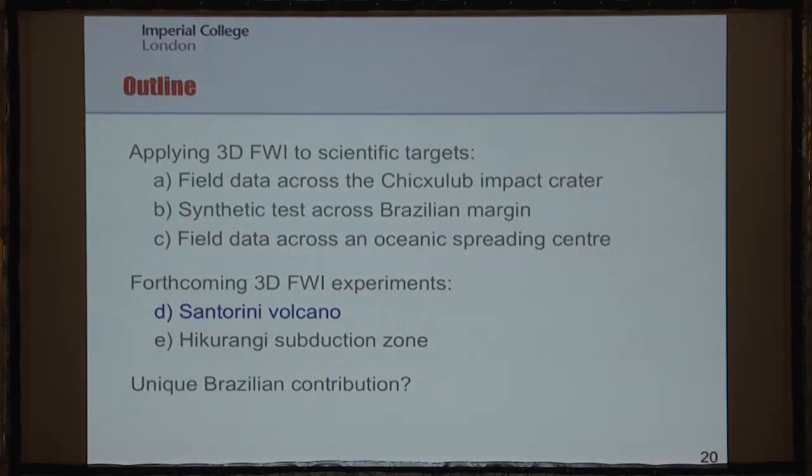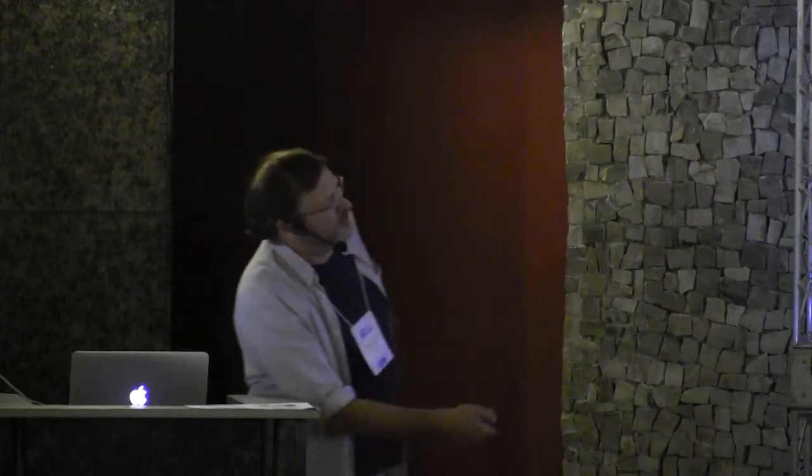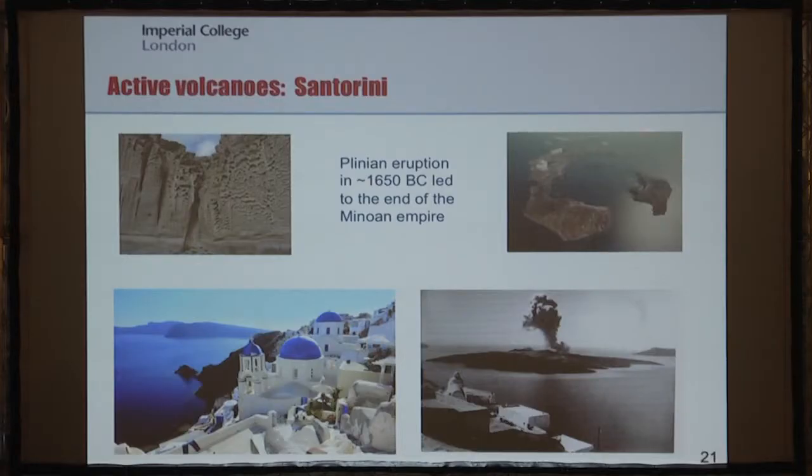A couple of others are going to happen soon. We're going to Santorini, which is a volcanic island in the Eastern Mediterranean. We're going there in a couple of months' time to do a 3D FWI experiment. So Santorini looks like this. This is Santorini island. It's a great big caldera. You can see these are all the tourist hotels, and then there's a drop of about 300 or 400 meters down to the sea surface. The caldera goes about another 300 or 400 meters deeper down. So this cliff is about 600 or 700 meters high, dropping down into the caldera.